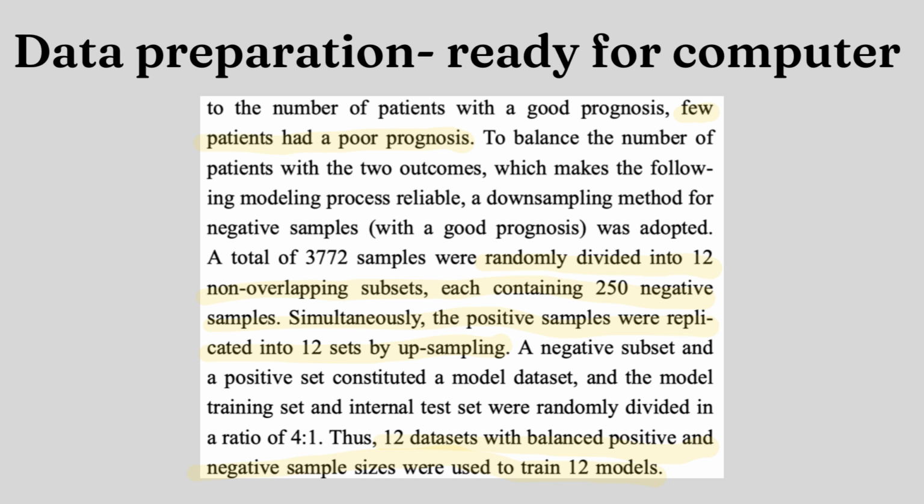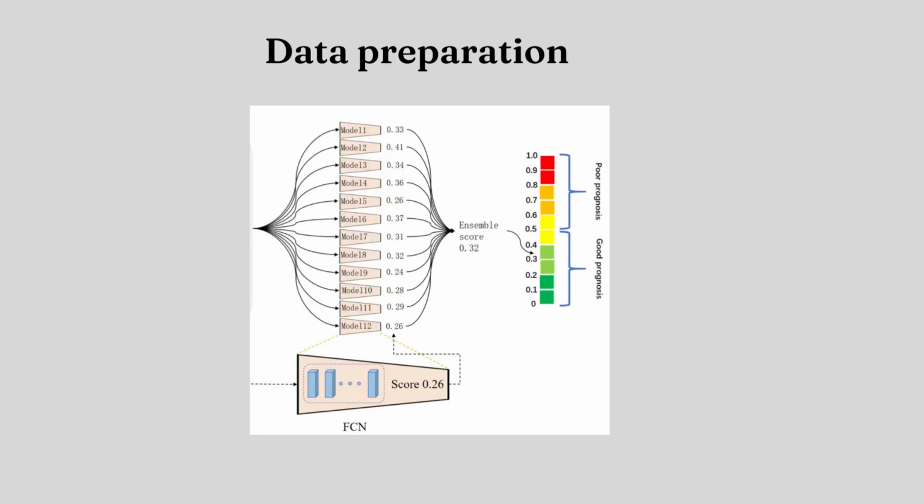They replicated the data so they had 12 sets of data with balanced positive and negative sample sizes. Again, this is just to help the computer learn from both the positive and negative equally. You can see in this figure the ensemble score predicted better than any single score. As a note, in this model, a patient outcome below 0.5 is good and everything above 0.5 is bad.